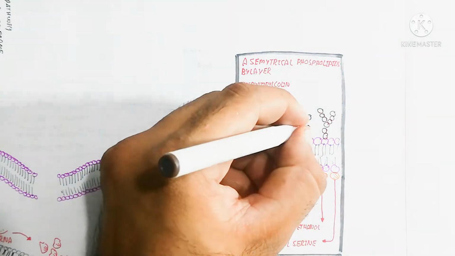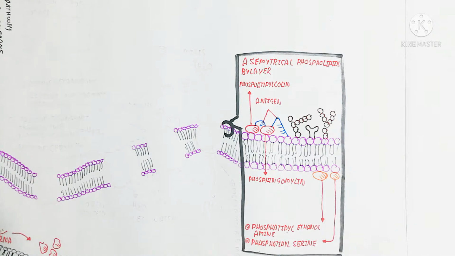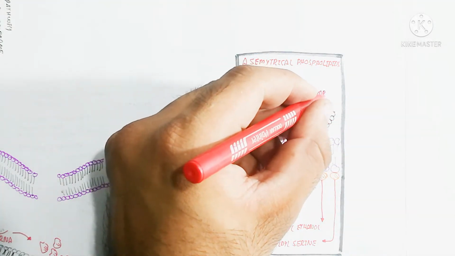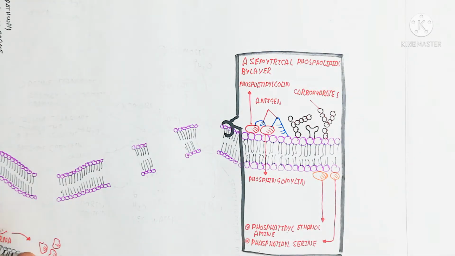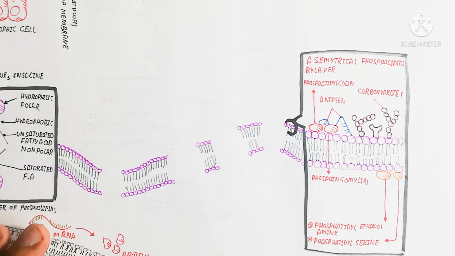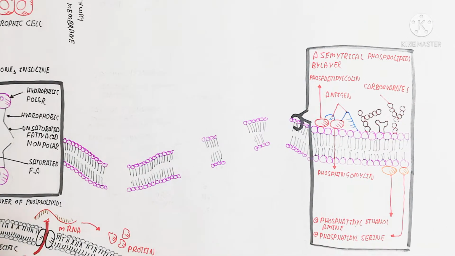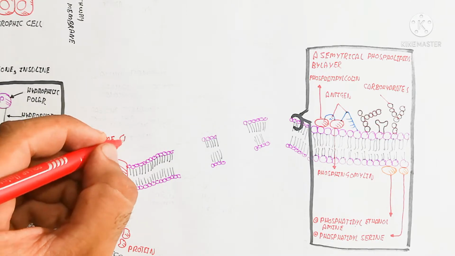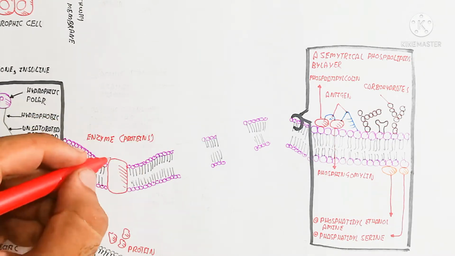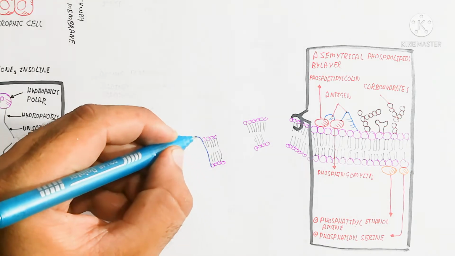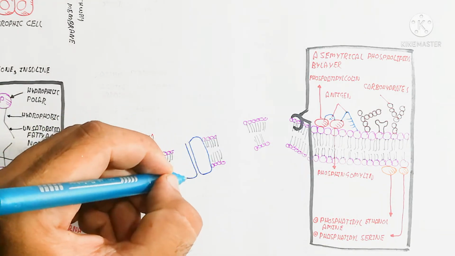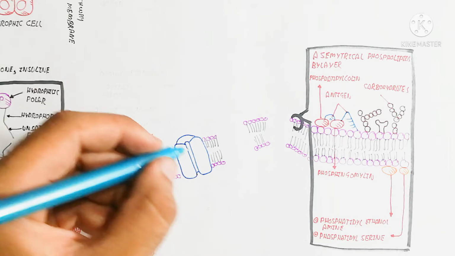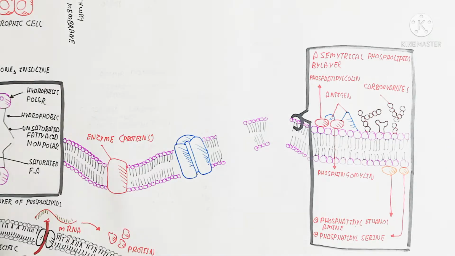Carbohydrate is also present, and antigen is also present. Antigen is made up of glycoprotein, which is specific, and viral infection can be triggered by this antigen. Against it, our immune system will produce antibodies. So the carbohydrate is also present.